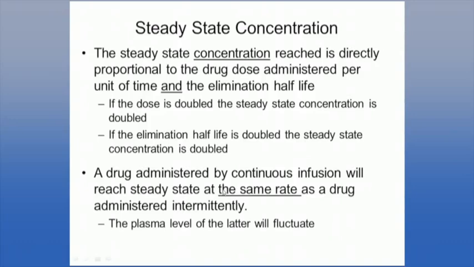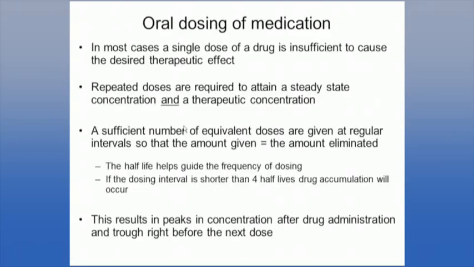If the dose of the drug is doubled, the steady-state concentration is also doubled because you're impacting drug administration and drug excretion. If the elimination half-life is doubled, the steady-state concentration is also doubled. A drug administered by continuous infusion will reach steady state at the same rate as the drug administered intermittently. There's no change in the dose of the drug, so the concentration isn't altering. However, the plasma level might fluctuate a little bit following oral administration versus the steady infusion that would occur with IV administration.